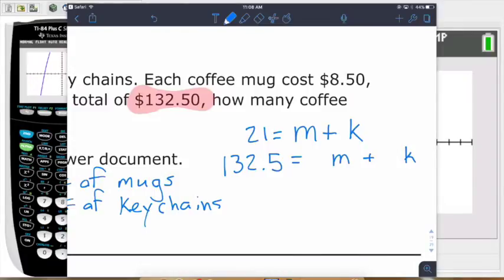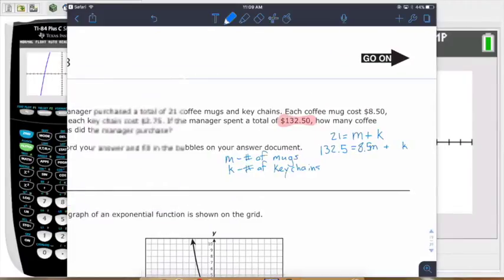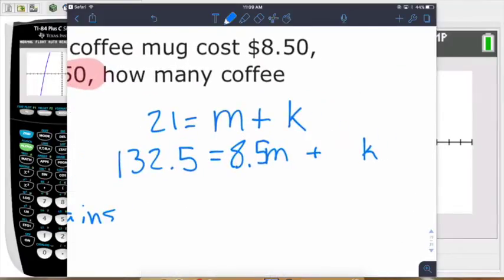So I need to attach some type of money value to the mug. So I'm going to say $8.50 per coffee mug. And then what was it, like $2.75 for the keychains.